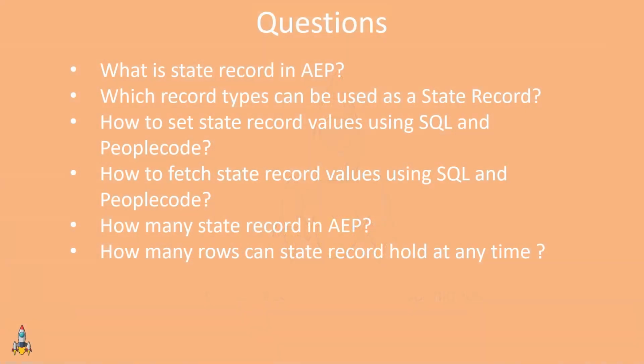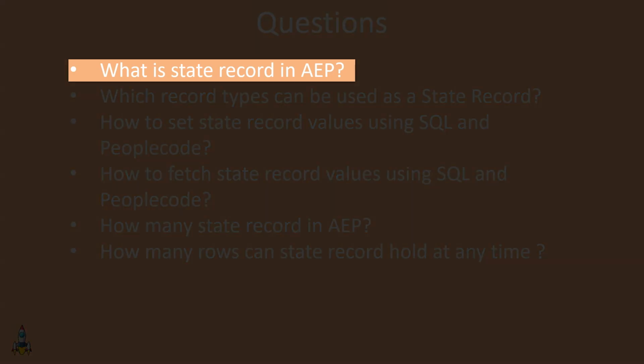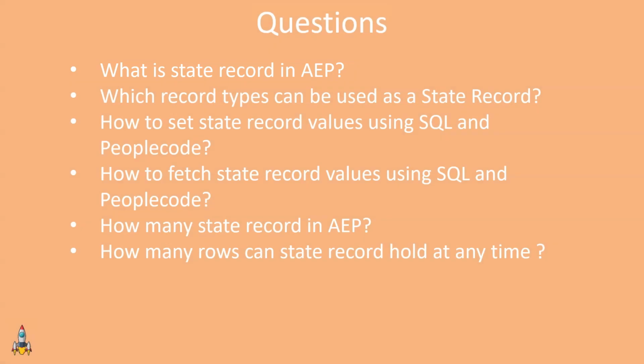The first question is, what is state record in AE? So, to understand the concept of state records, let's consider an application engine in which we have two actions. Let's say action 1 is a SQL action which is running a select statement and getting some values from the database. Let's say it is getting employee ID as 55. And then action 2 is a PeopleCode action which wants to print the employee ID 55 in the output.